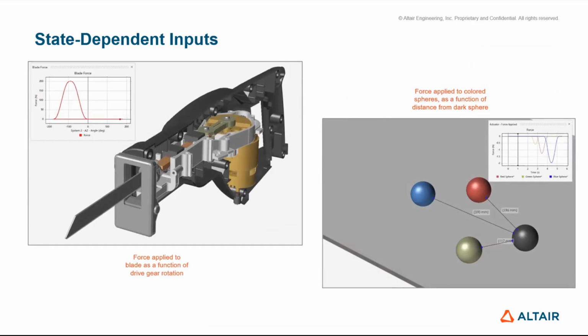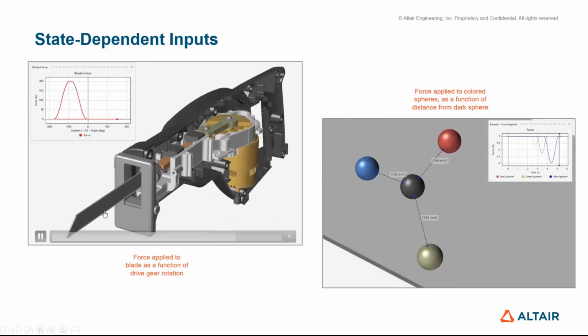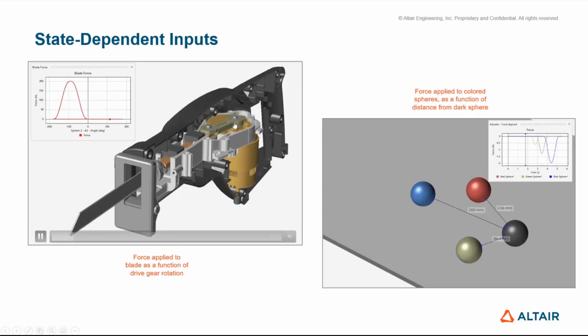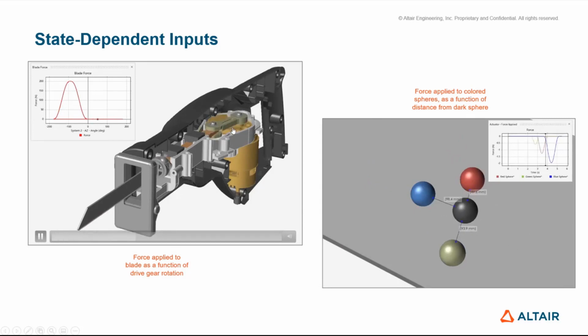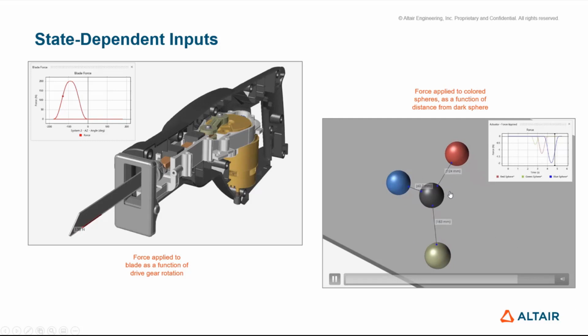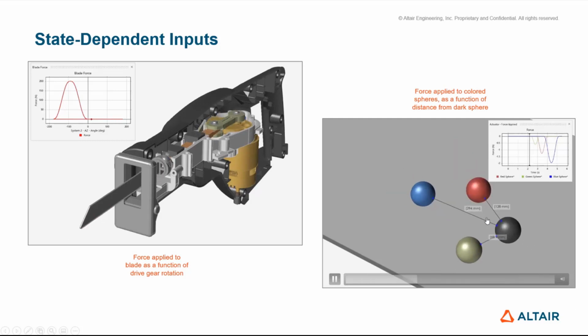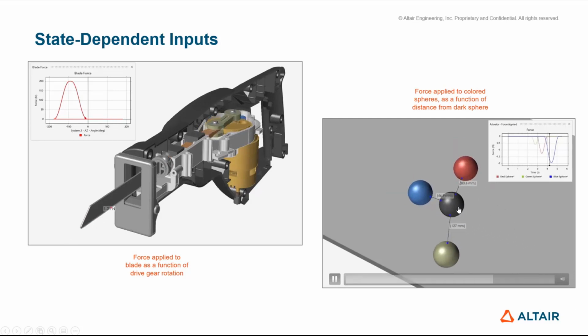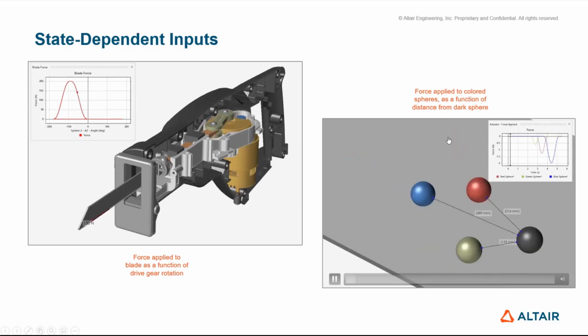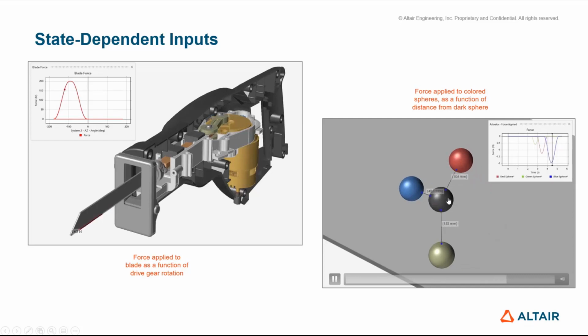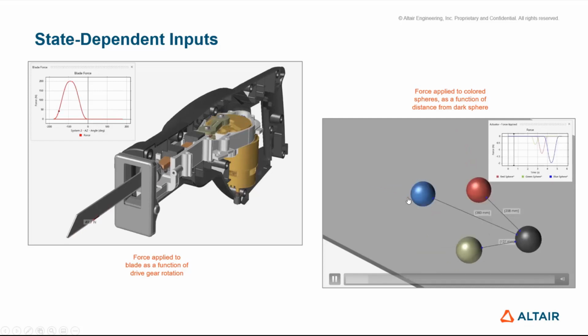Some additional examples here for state-dependent inputs. You can see that the force on the blade on this reciprocating saw is a function of the rotation of the drive gear. And then over on the right, a fun example just demonstrating the feature: a force is applied to these other spheres that's a function of the distance between the black sphere and each of the other spheres.